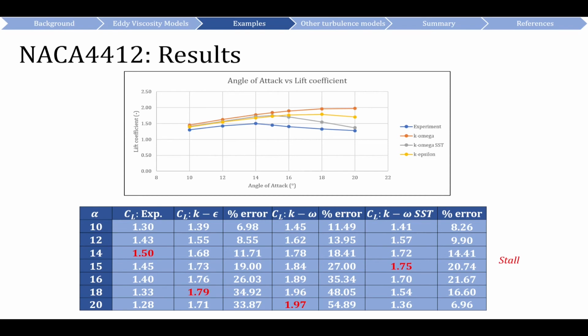Looking at what values were actually recorded for the stall angle, the K epsilon model showed a maximum lift coefficient of 1.79. The K omega model showed 1.97, and the K omega SST model showed 1.75. So this is all approximately 20 to 30% different from what was recorded in the experiment.